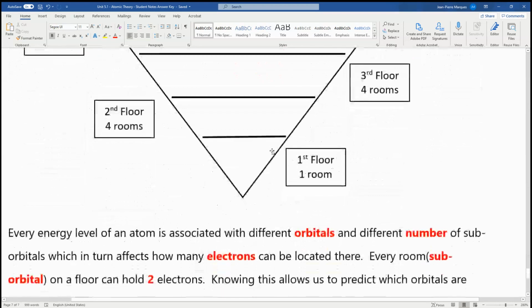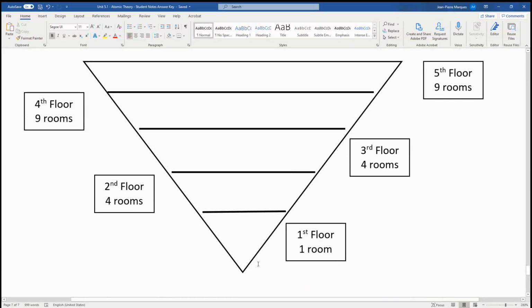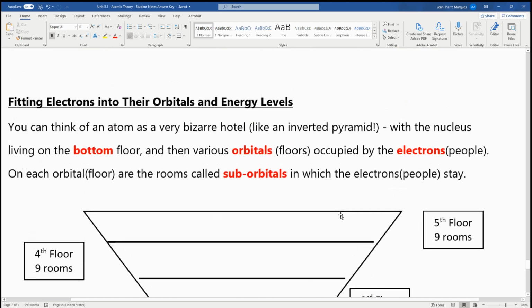Now, we know that the nucleus is at the very bottom. Why? Because in terms of energy, the lowest energy is found closest to the nucleus. So we're going to think of our hotel starting at the nucleus as basically the ground floor. And then every floor above is another energy level. So the first floor would have the first energy level, the second floor the second energy level, and the third floor the third, and so on.